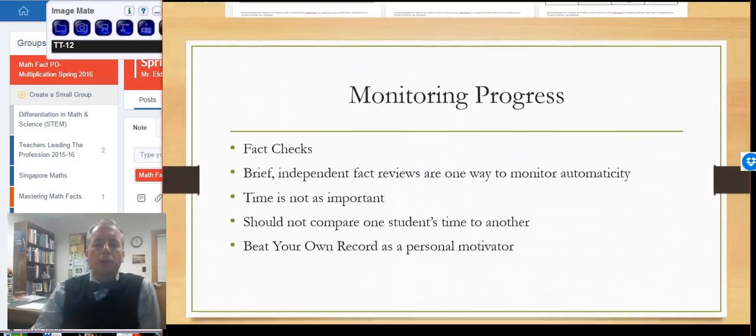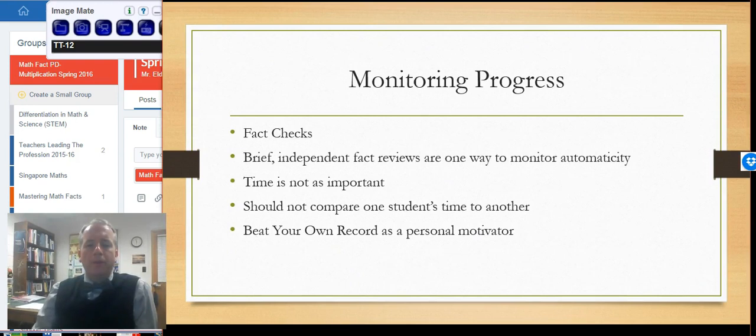So again, just another way to practice my facts. Throughout this, it's important that we as the teachers are monitoring progress and keeping tabs on how kids are doing, how they're progressing. These little fact reviews are one way to monitor automaticity, right? Time is not as important as sometimes we make it. We're not comparing my work to another student's work. I'm comparing my work to kind of the benchmark.